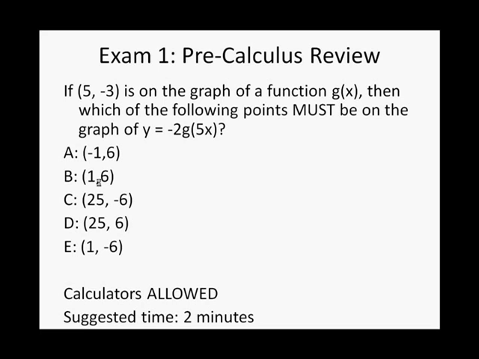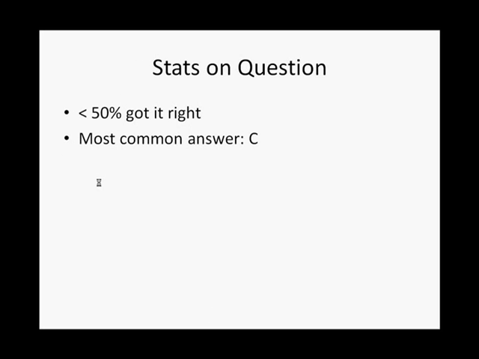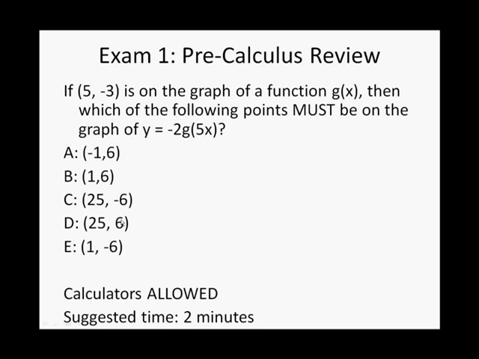So we have our 5 possible points, and again, ideally, students could use their calculators, although I don't know how they would use it in this situation. But again, this is a question that should have taken a very short amount of time. This is covering material that students should have seen for sure by this time. In terms of how the students actually did, less than half of them got it right. Obviously still better than the 10% of the previous one, but their most common answer was C, (25, -6).